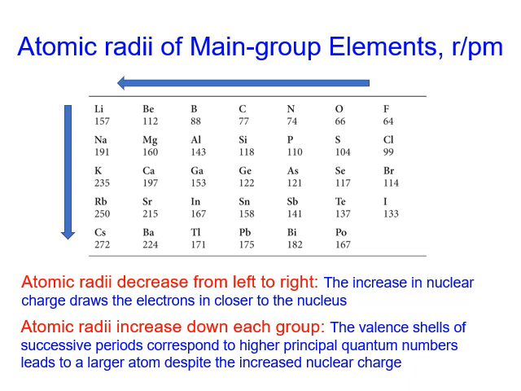As we already explained, from left to right, effective nuclear charge increases, and this increase draws electrons closer to the nucleus, and therefore the atomic radii decrease from left to right. From top to bottom, atomic radii increase, even though the effective nuclear charge also increases. And this is because we are adding more shells to the atoms, because the principal quantum number increases.